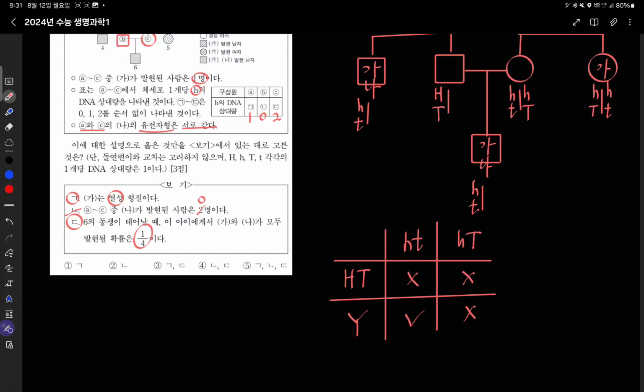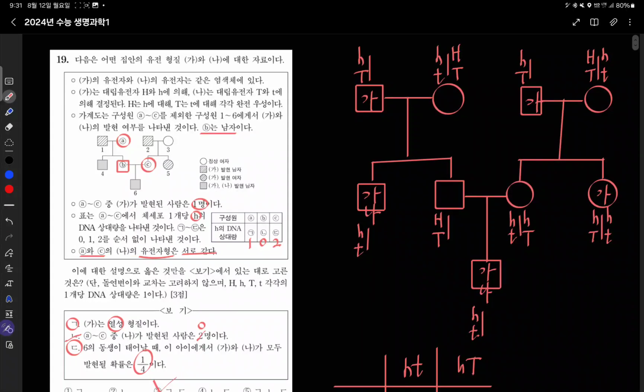So from the box, the first and third statement is correct. So the right choice is number 3. That's it for this video, and thanks for watching.